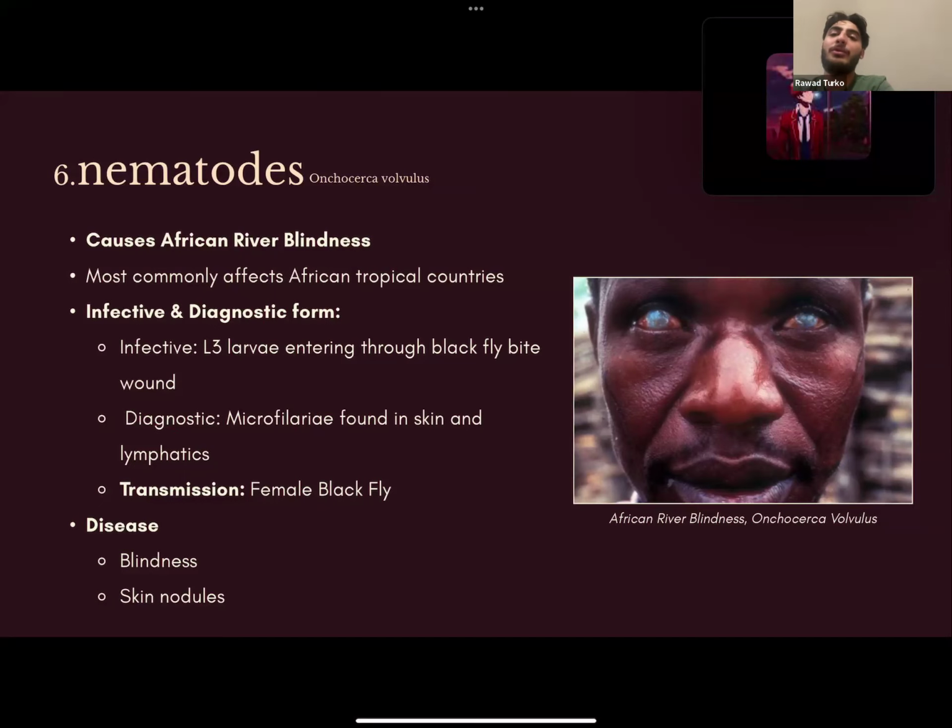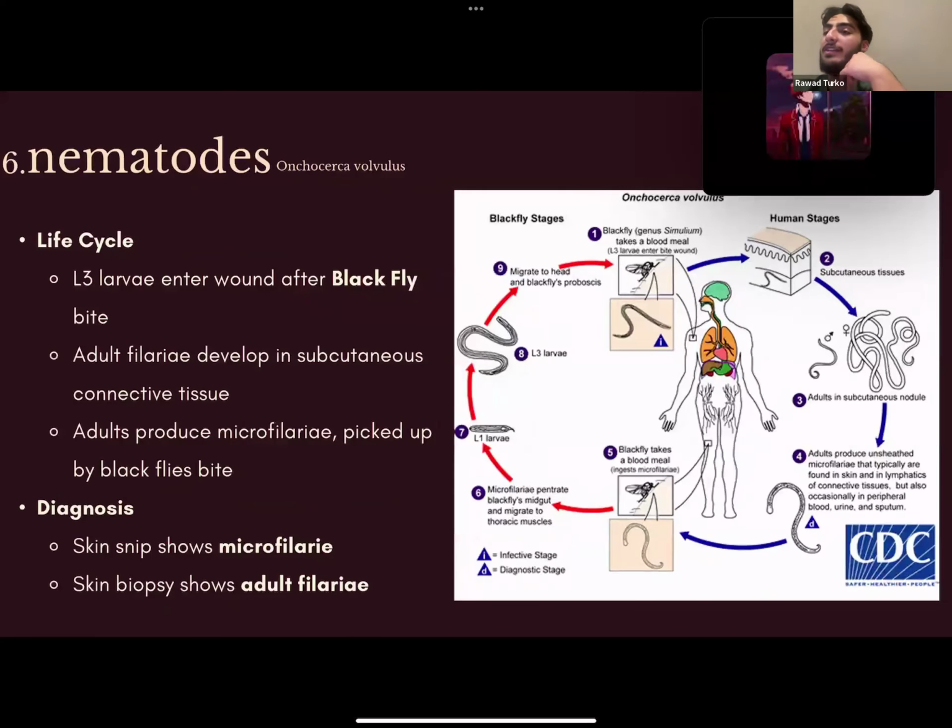Okay, so the diagnostic form would be the microfilariae found in the skin and lymphatics. Again, it most commonly affects African tropical countries and causes blindness and skin nodules. So this is an example of a patient with river blindness.